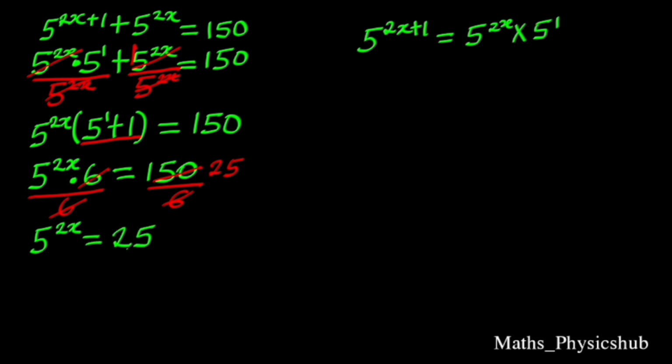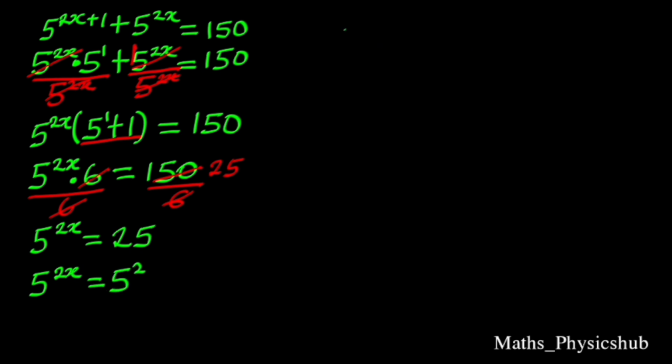On the right side, we express 25 to the same base as the left side. It follows that 5 power 2x equals 5 power 2. Now that we have expressed both sides to the same base, let's go ahead and equate their powers. Equating their power will give us 2x equals 2. Dividing through by 2, x equals 1.